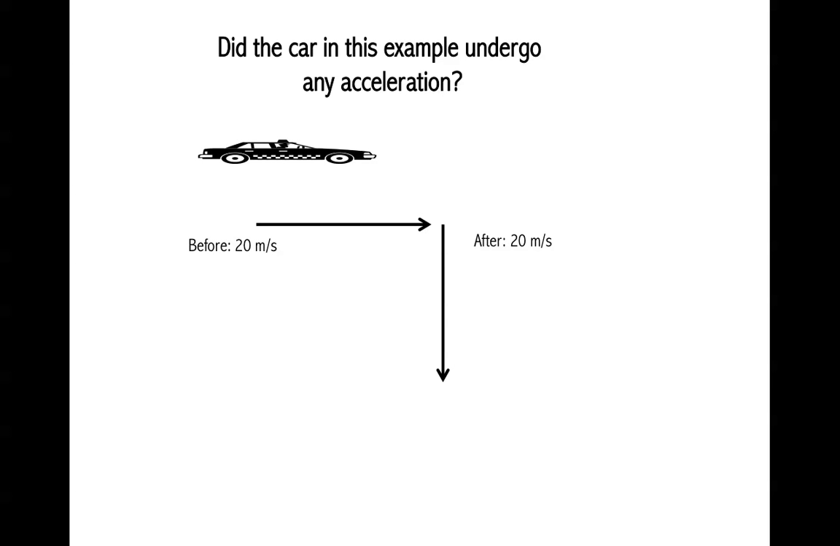Let's look at this problem. Here the taxi is getting to the corner of 96th Street and 5th Avenue, and it takes a sharp right turn onto 5th Avenue. Before it was moving at 20 meters a second east, and now it's moving at 20 meters a second south. Has this car undergone any acceleration? Well, the answer is clearly yes. The taxi is still moving at the same speed, but it's moving in a completely different direction. Its direction to the east has gone from 20 meters a second to 0, and its direction to the south has gone from 0 meters a second to 20 meters a second.